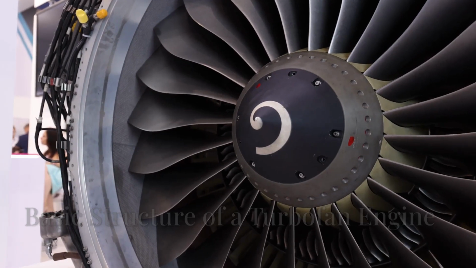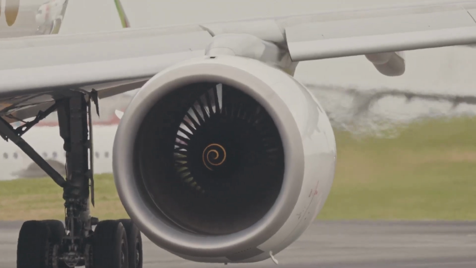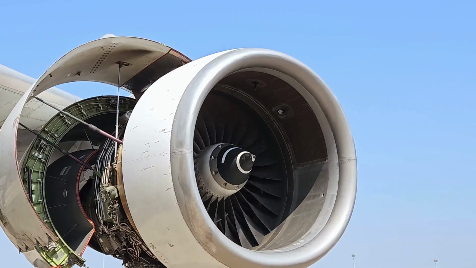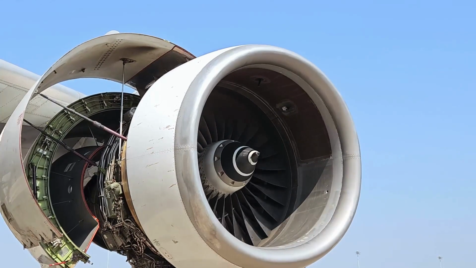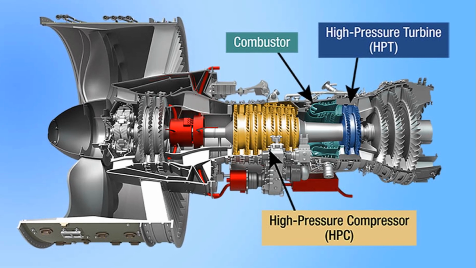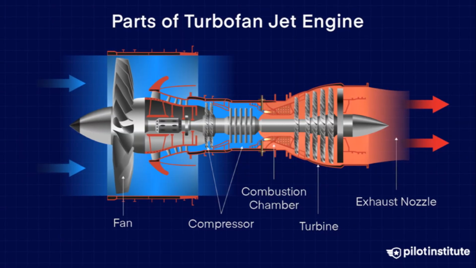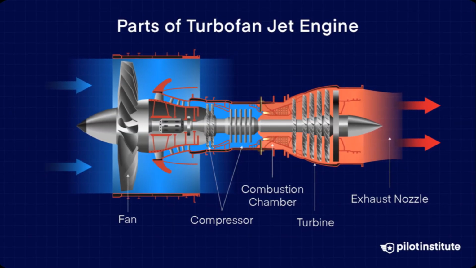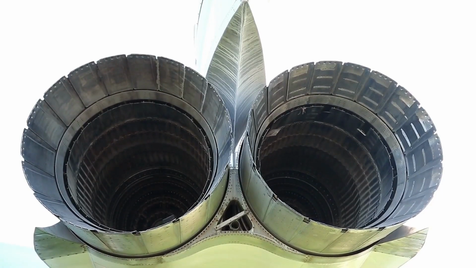A turbofan engine consists of several key components. The fan is the large front component that draws in air. Then there's the compressor, which is a series of blades that compress the incoming air, increasing its pressure and temperature. Next is the combustor. It is the chamber where fuel is mixed with compressed air and ignited. The turbine extracts energy from the hot gases produced by combustion to drive the compressor and fan. Finally, the exhaust is where exhaust gases are expelled, producing thrust.